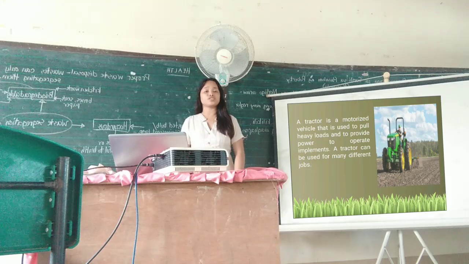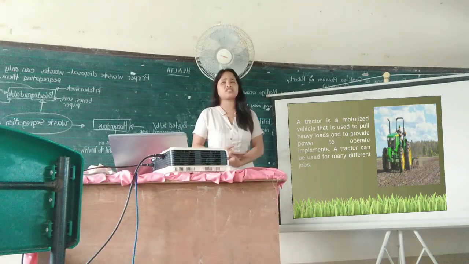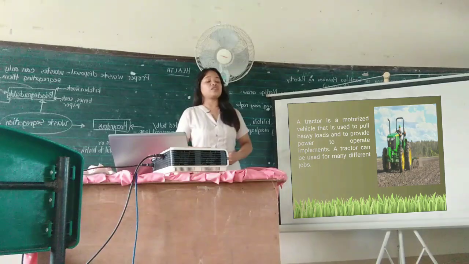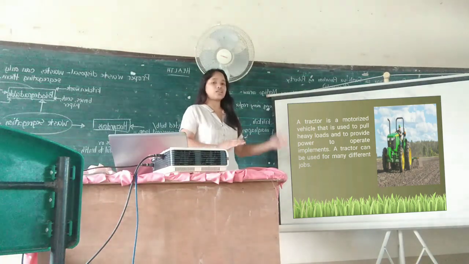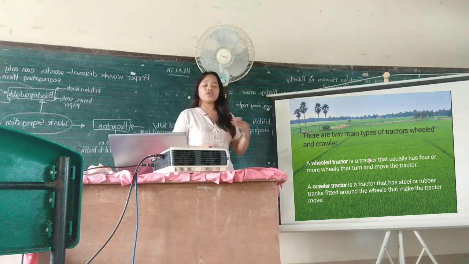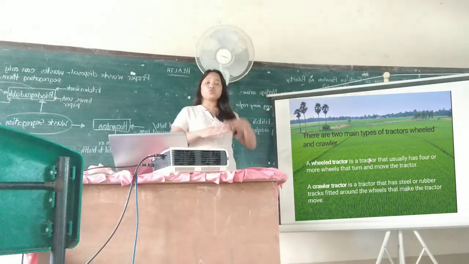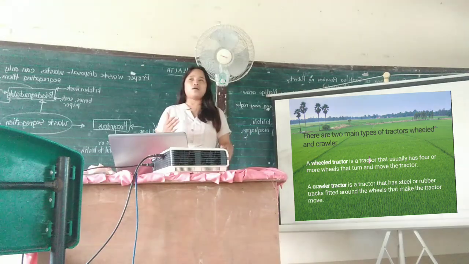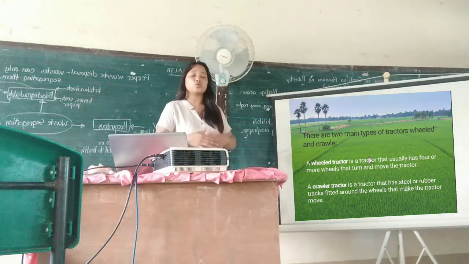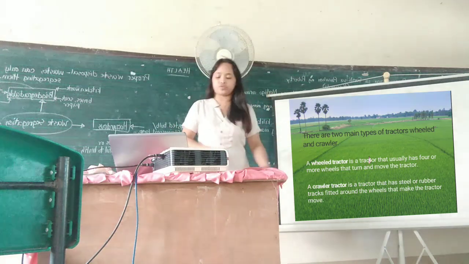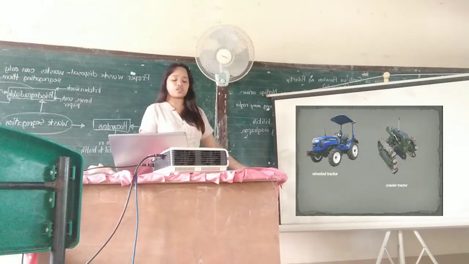Let's discuss the tractor. A tractor is a motorized vehicle that is used to pull heavy loads and provide power to operate implements. A tractor can be used for many different jobs. There are two main types of tractor, the wheel tractor and the crawler tractor. A wheel tractor usually has four wheels to move. The crawler tractor has steel or rubber tracks around its wheels to move properly. So these are the wheel tractor and the crawler tractor.